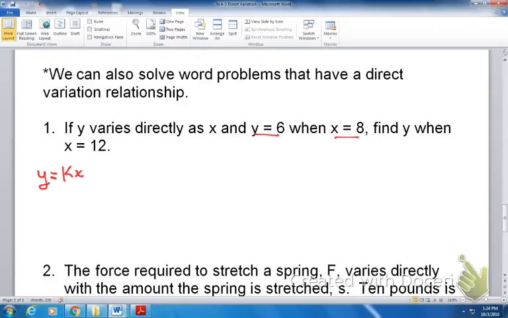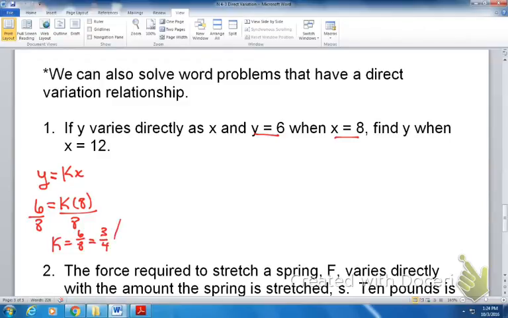So I'm going to plug those in. When y equals 6, x equals 8. Now we just need to solve for k. So I'm going to divide both sides by 8, and I get k equals 6/8. But we can do better than that. If I simplify, I get 3/4.